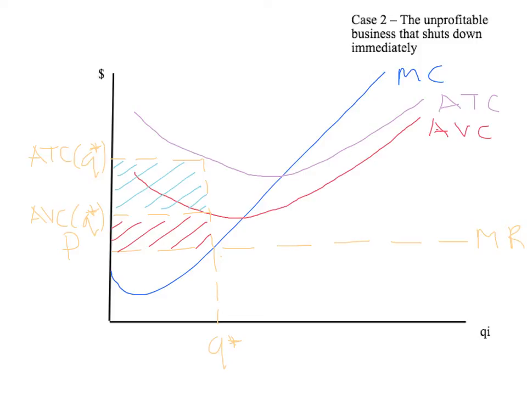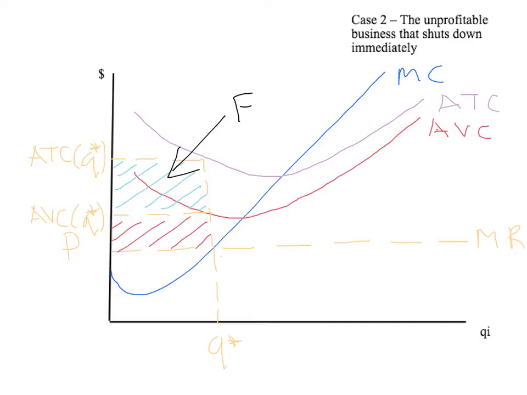Notice the blue rectangle. What's the difference between average total cost and average variable cost, times quantity? But you know what that is. Remember, the difference between the average total cost and average variable cost is just the average fixed cost. So this height is the average fixed cost times the quantity. Well, that blue rectangle is just simply equal to the fixed cost F.